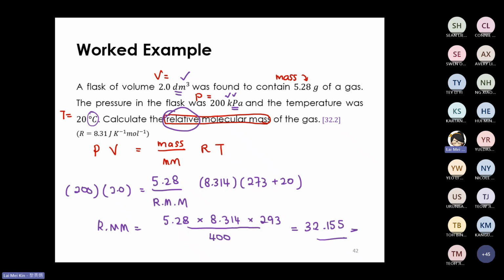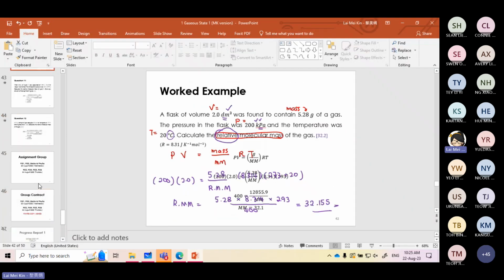Question 11 and 12. Can you guys also try it? The same thing, try it. All right, I wish to move on to the assignment.